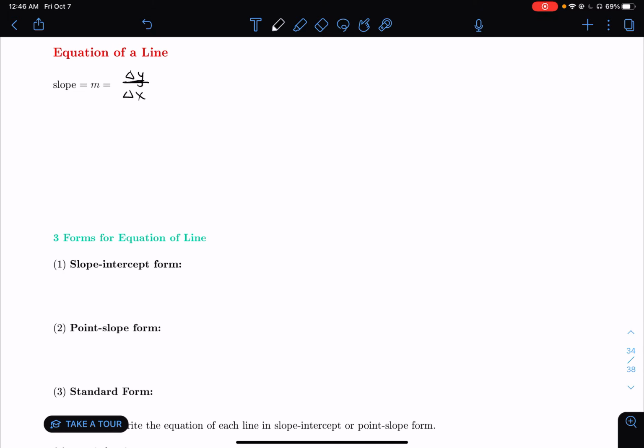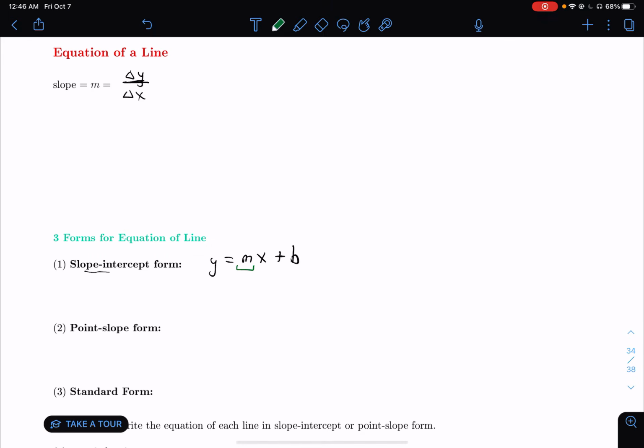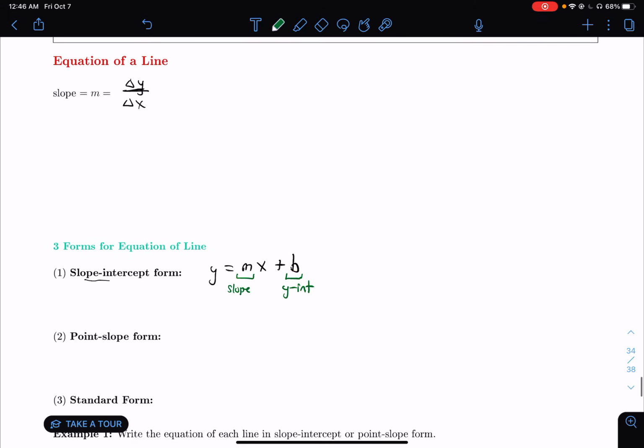The first is called slope-intercept form. This is usually the one that you would have seen the most in algebra before. And that says that y equals mx plus b. In this form, m, of course, is the slope, and b is the y-intercept. So that is slope-intercept form.